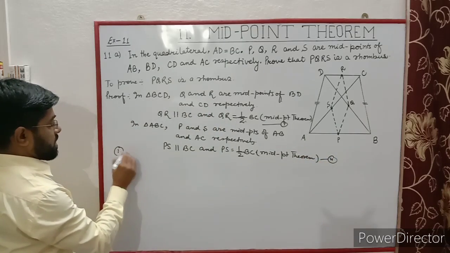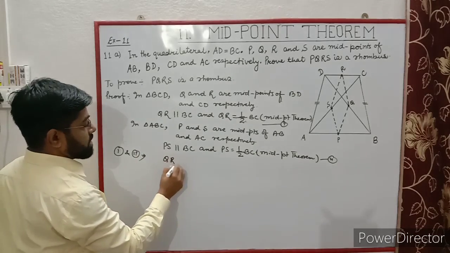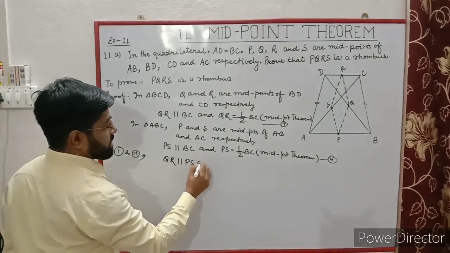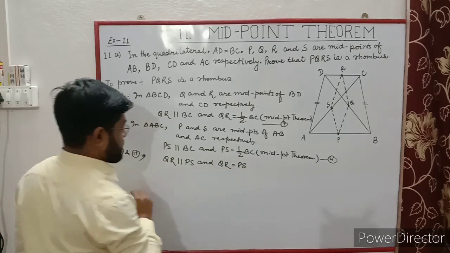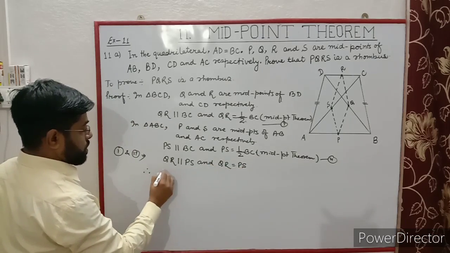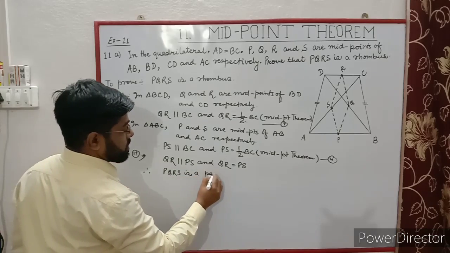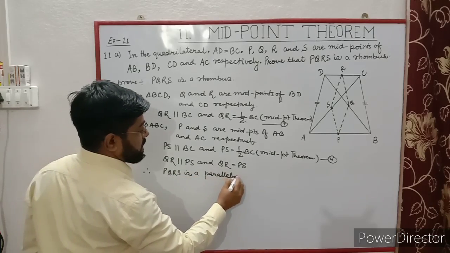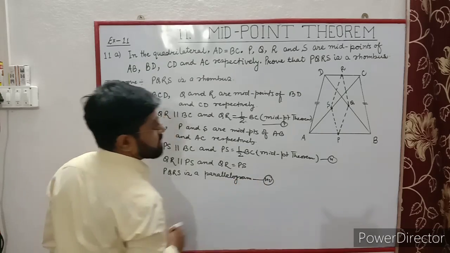From first and second we can say that QR is parallel to PS and QR is equal to PS. Therefore PQRS is a parallelogram. We assume equation number third.